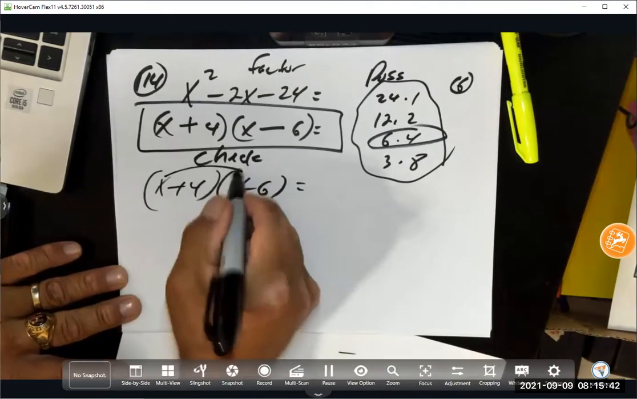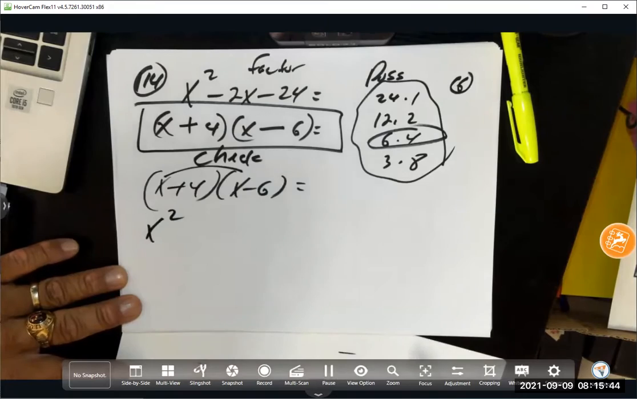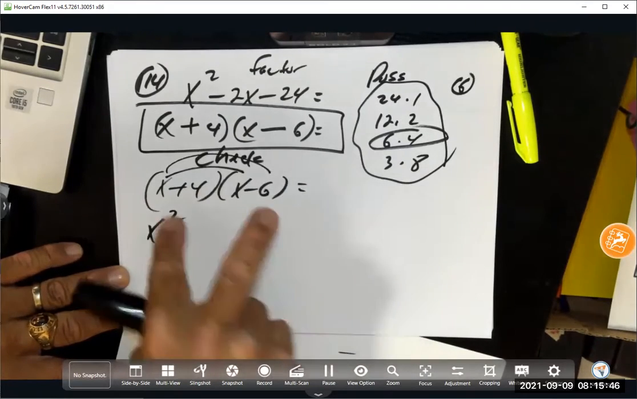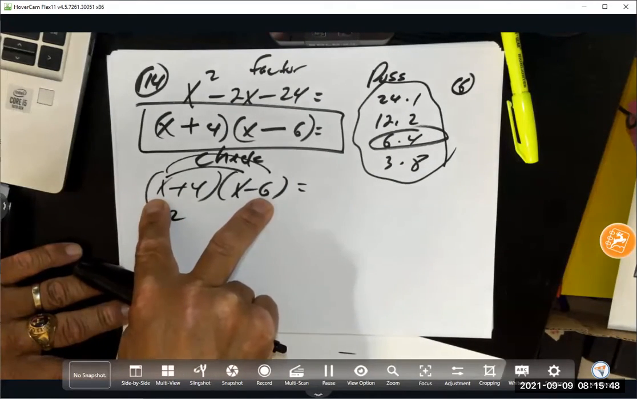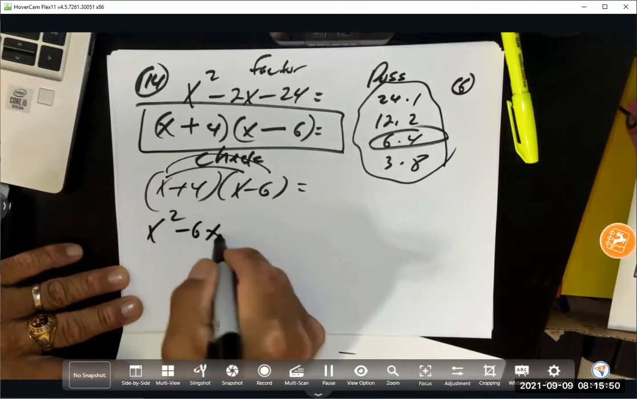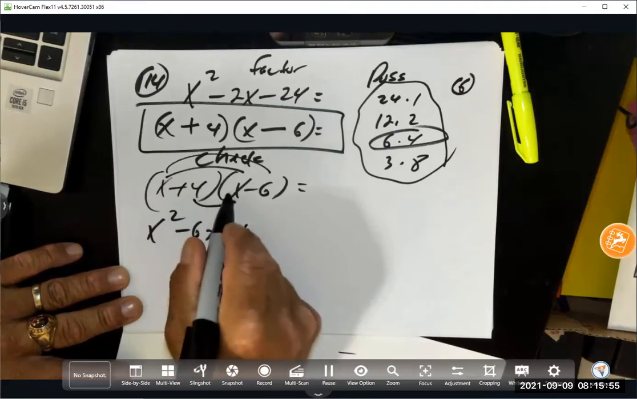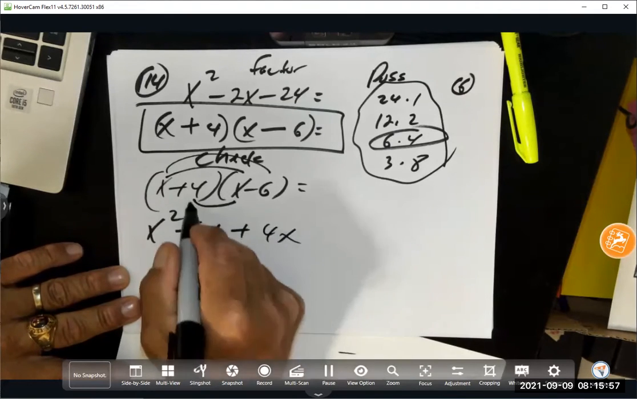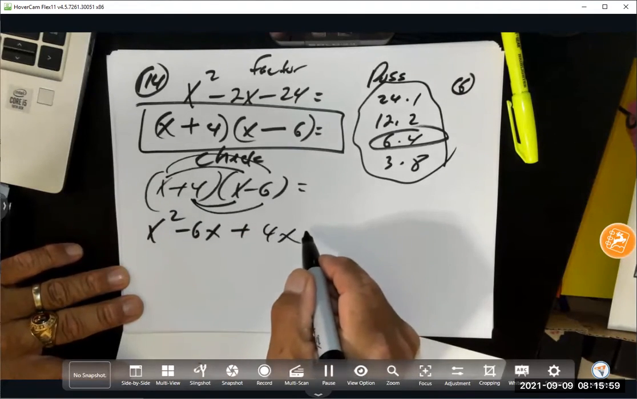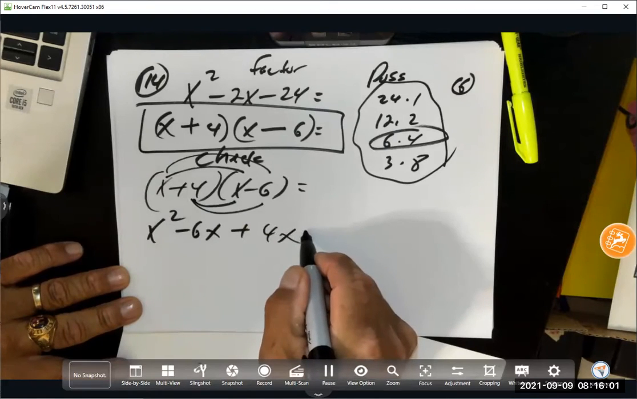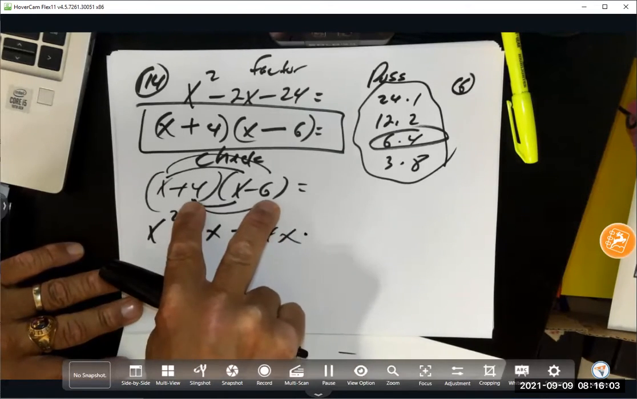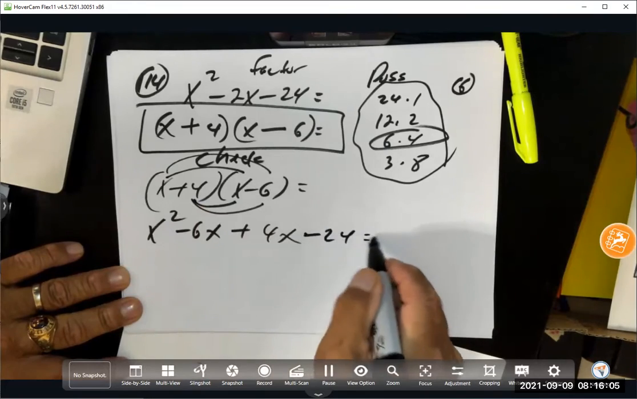Let's see. X times x, I got that's x squared. What's x times -6? Negative 6x. Yes. And what's 4 times x? Positive 4x. Yes. What's 4 times -6? Negative 24. Yes, -24.